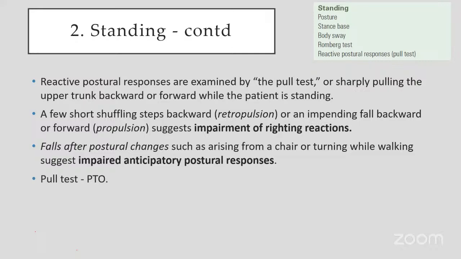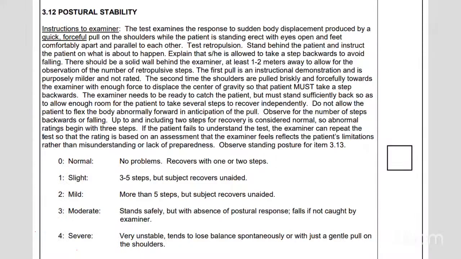So this is the method of testing the pull test as per UPDRS staging. The examiner stands behind the patient, informs the patient, and explains that the patient is allowed to take a step backwards to avoid falling. There should be a solid wall behind the examiner at least 1 to 2 meters away to allow for observation of the number of retropulsive steps.